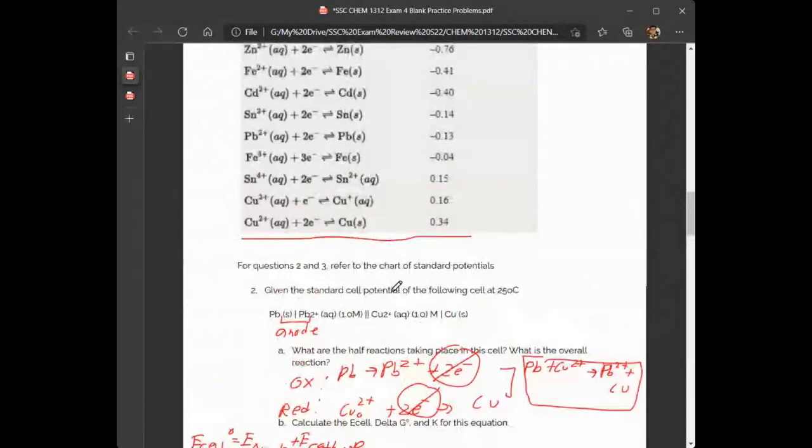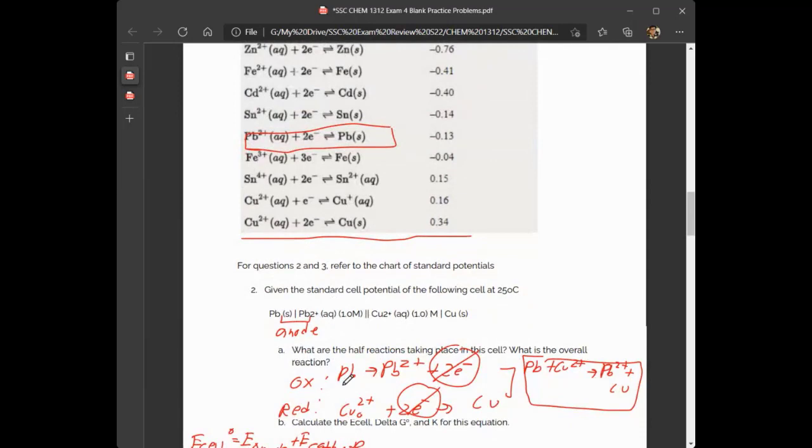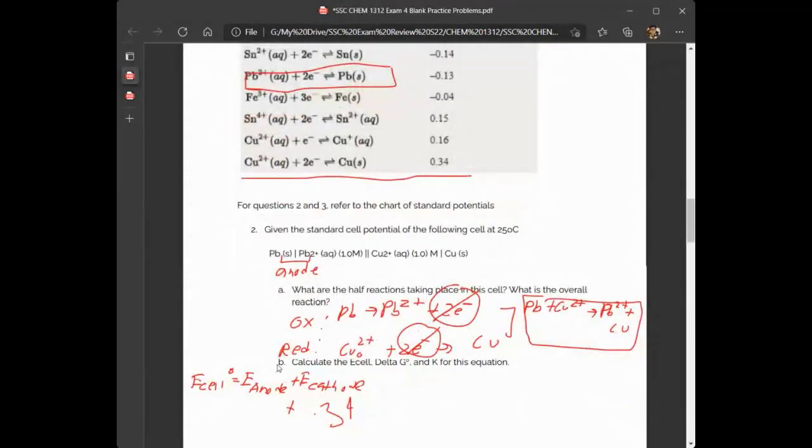Do we have anything that looks like the Pb to Pb2+? We have something that looks like it, we have this one, but notice how the reactants and products are flipped. So we have to flip it. Then E cell would be the negative of the negative 0.13.